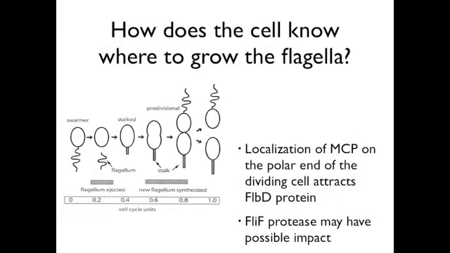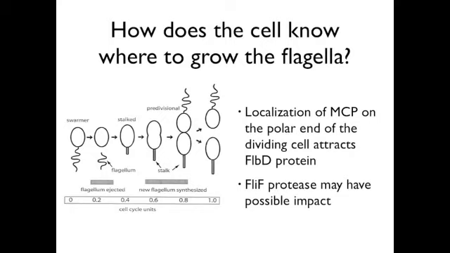You might be wondering, how does the cell know where to grow the flagellum? A suggestion from researchers is that the localization of MCP on the polar end of the dividing cell attracts FlbD, and that a protease called FliF could have an important impact on where and how the flagellum is made.